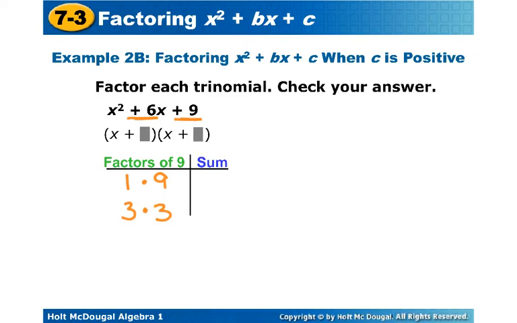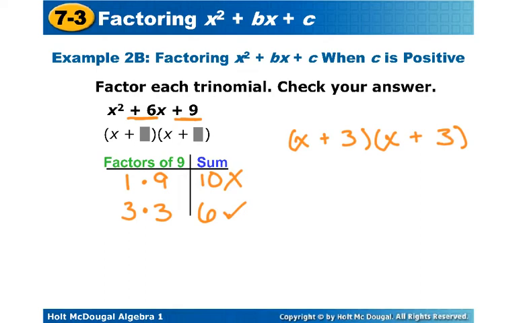So checking the sum, 1 plus 9 is 10. 3 times 3 is 9. Or 3 plus 3 is 6. Remember, you're trying to find the sum, not multiplying. Well, 10 wasn't the number that was in the middle, but 6 is. So that means writing my 2 sets of parentheses, meaning my 2 binomials. You have x and x. Your middle term's positive, so you know this has to be positive because your last term is a positive number, and you have 3 and 3.